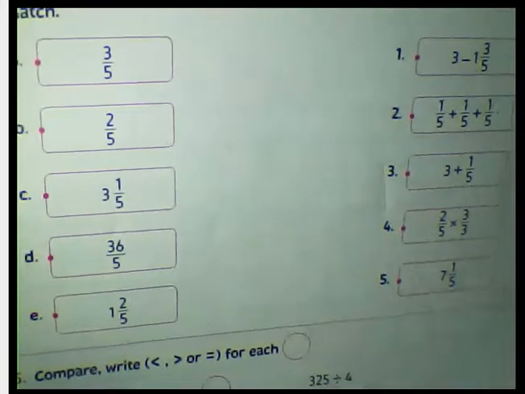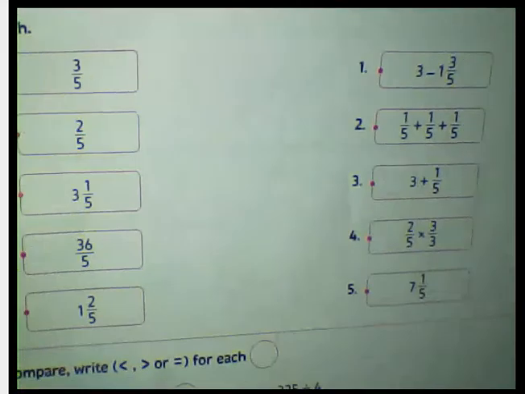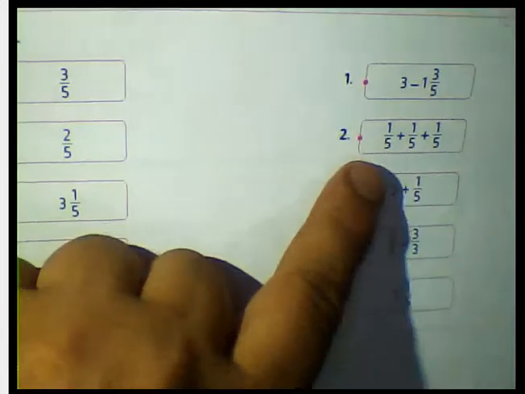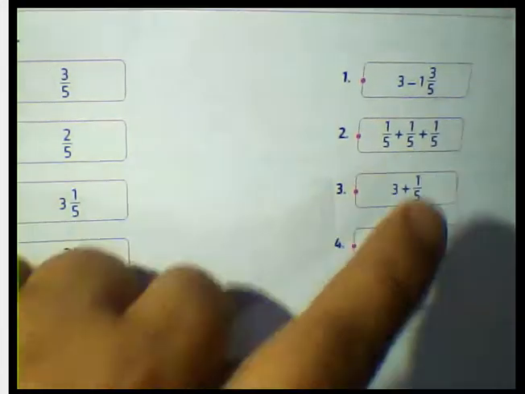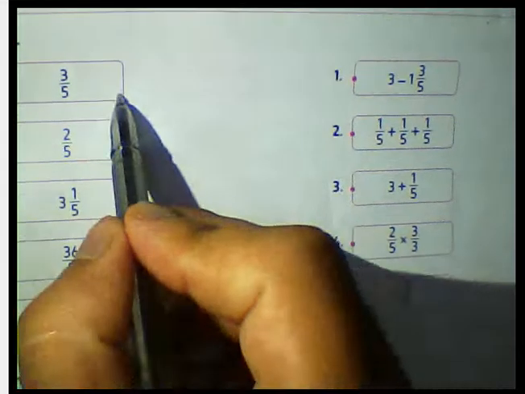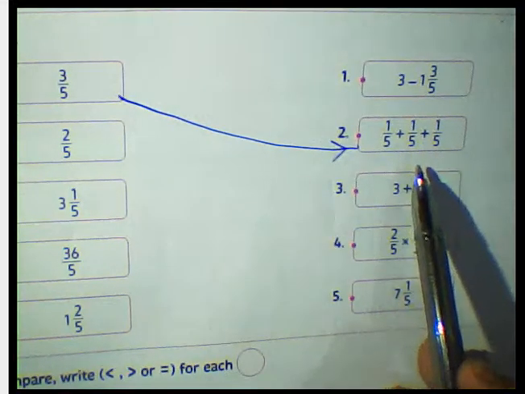You can match from the left-hand side to the right-hand side. Can you tell me where 3 over 5 is? It's very easy. Look here. 3 over 5 is a fifth plus a fifth plus a fifth. Don't worry about this example. We can choose 1 over 5 plus 1 over 5 plus 1 over 5.